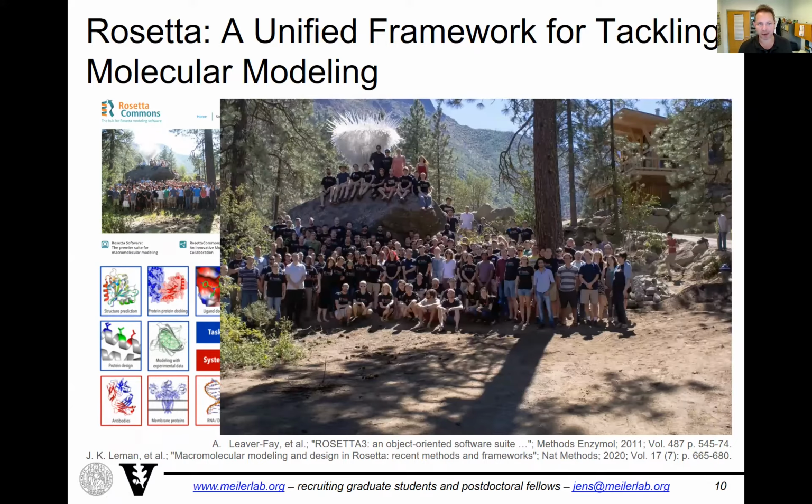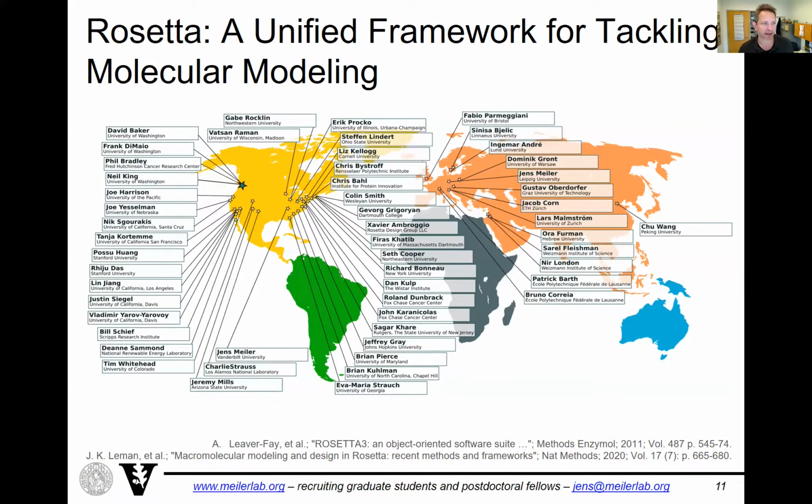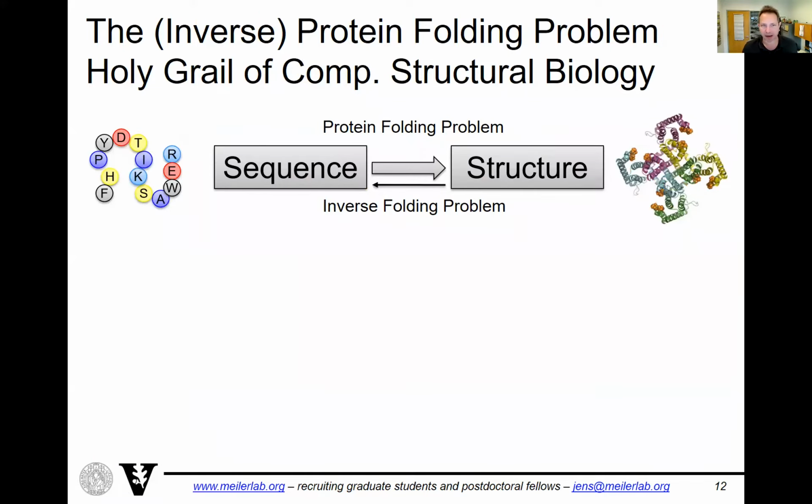Rosetta is developed as an academic package. It's developed worldwide by more than 50 laboratories. It's a very active community where students and postdocs work together, constantly coming up with new and innovative algorithms, as I said, distributed over many different places in the world. So without that, I won't be able to go into great detail on how these algorithms function. I'm going to show you a short movie that explains some of the big ideas behind Rosetta.